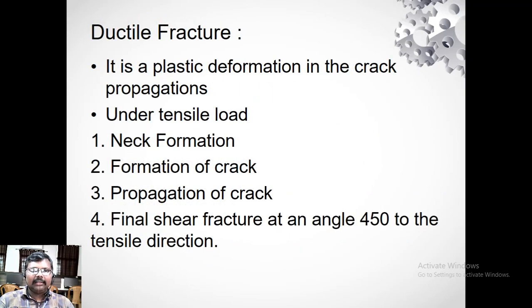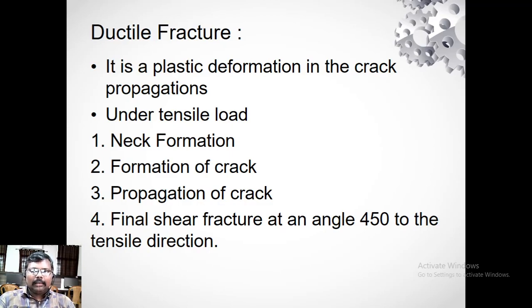Next, ductile fracture is a plastic deformation with crack propagation under tensile load. In ductile fracture, four steps occur. First, neck formation. Second, formation of crack. Third, propagation of crack. And finally, shear fracture at an angle of 45 degrees to the tensile direction.